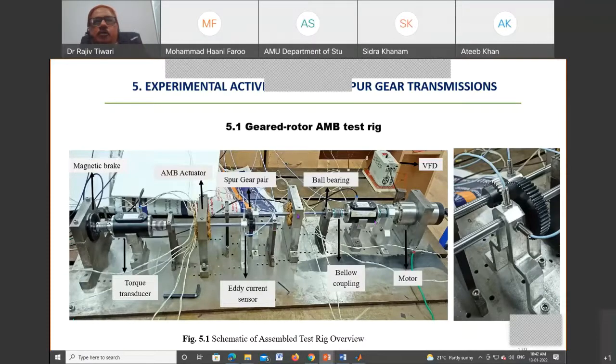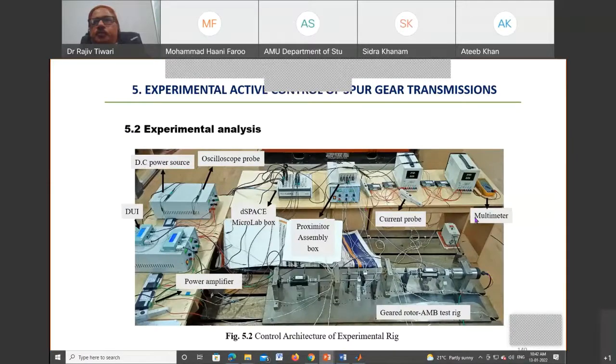Then various instrumentations and other things were there, in which we had the power amplifier, controller. And then this controller, I think, is for the torque sensor. This controller is for the displacement sensor. So here is another view of the rig.